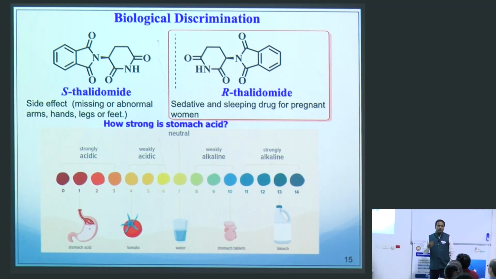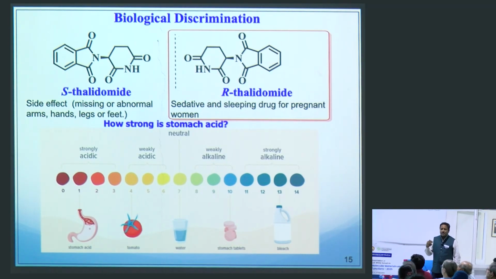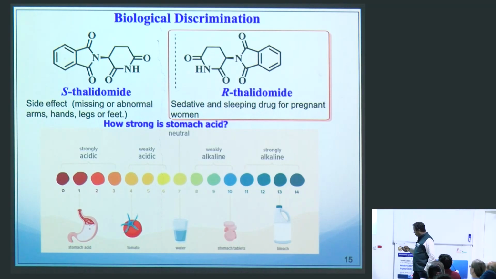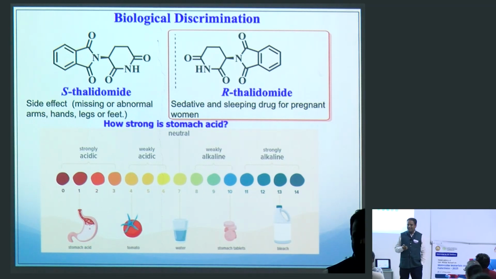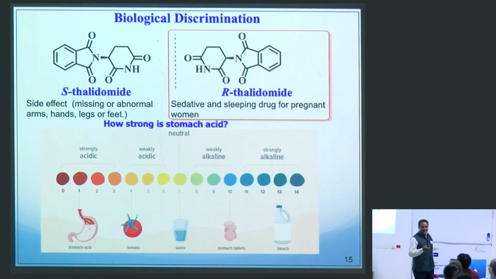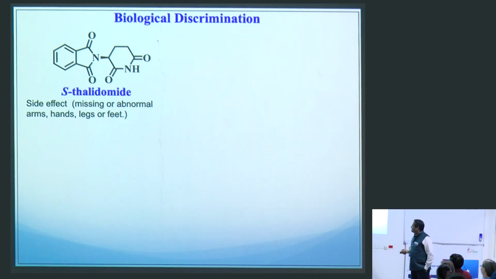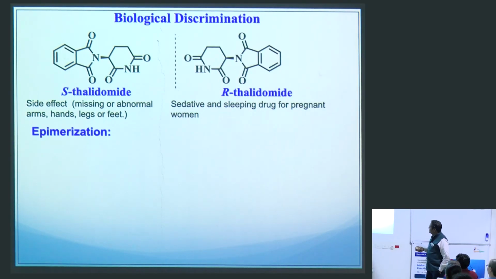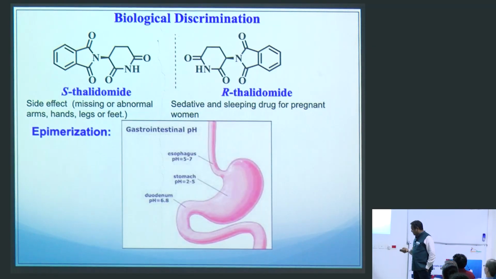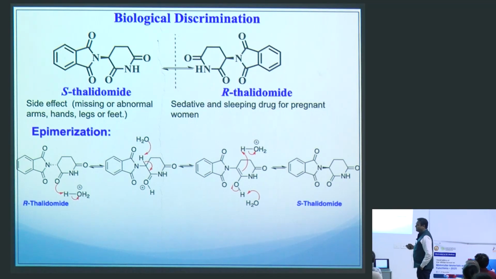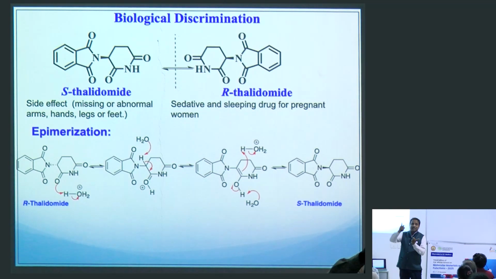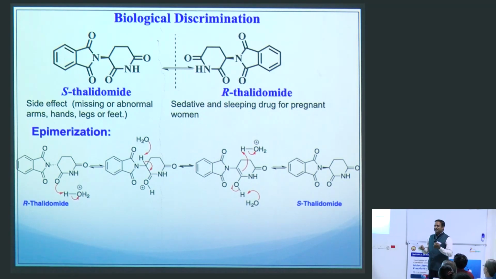Then they found that the stomach acidity is too low. Anyone has an idea what the pH of stomach acid is? It goes to around 1. So inside the stomach, the R isomer automatically converts into the S isomer through the epimerization process. What is epimerization? One chiral center converting into another, like R converting into S or S converting into R. It will be in equilibrium. That is called epimerization.